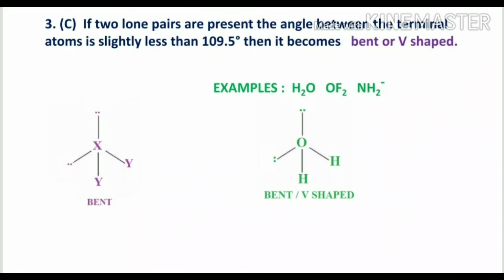So since the lone pair-lone pair repulsion is greater than lone pair-bond pair, which is greater than bond pair-bond pair, that's why a very high deviation is taking place.